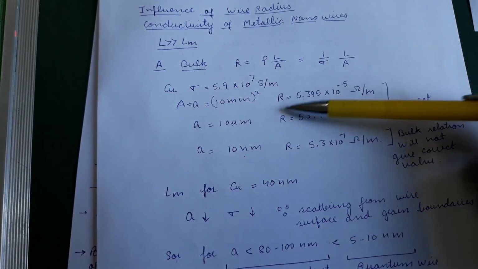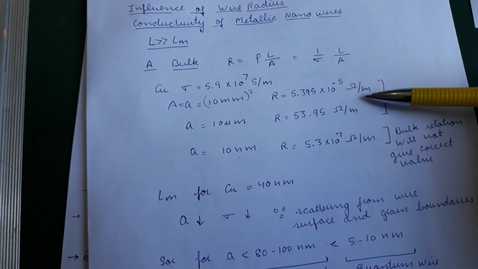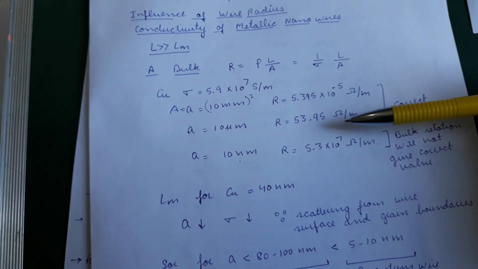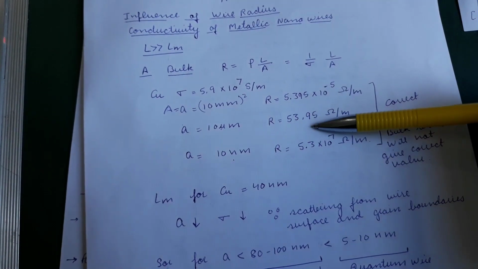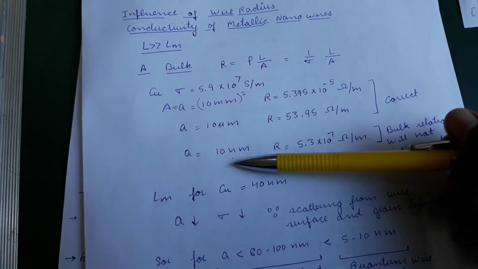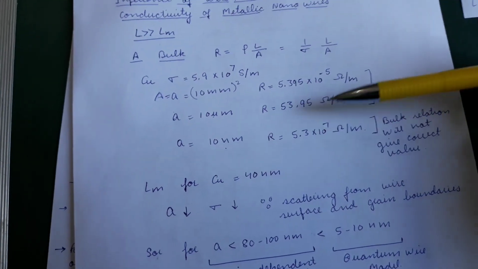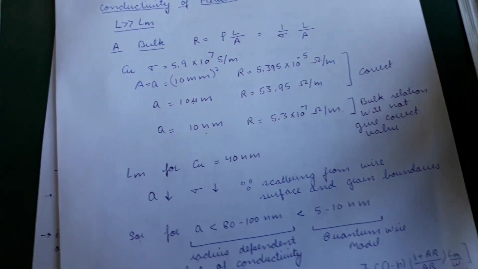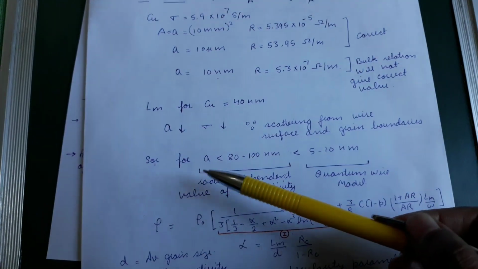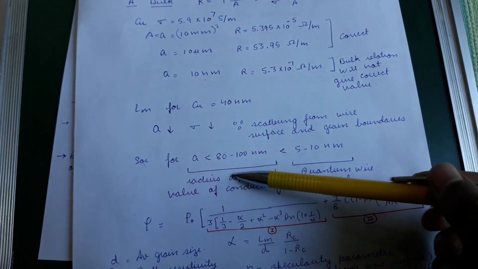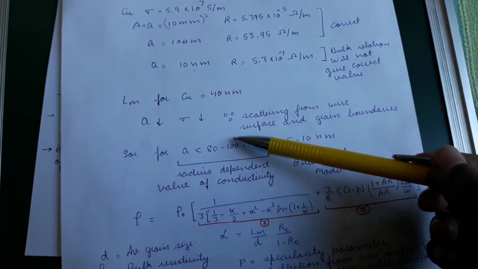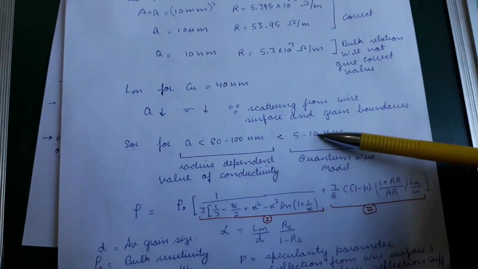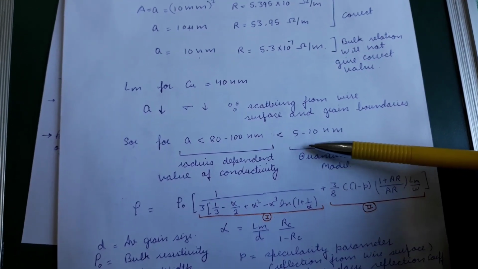Then we see that resistance will be of the order of 10 to the power minus 5 ohms per meter. While if the cross-sectional area is 10 micrometer squared, then it will be 53.95 ohm per meter. And if it is 10 nanometer, it will be this. But you see that as we go to smaller and smaller dimensions, this will not work, and we'll have to take care of other factors also. So if we reduce the area from micrometer to nanometer, from 80 to 100 nanometers, in this region there will be radius dependence of the conductivity, while if we go yet further, then it will be a quantum wire, because then quantum mechanical effects will be prevalent.